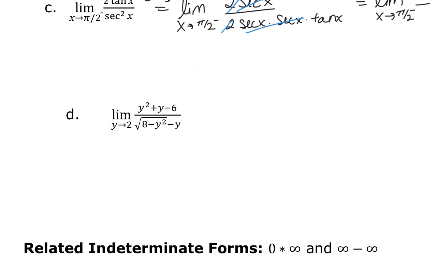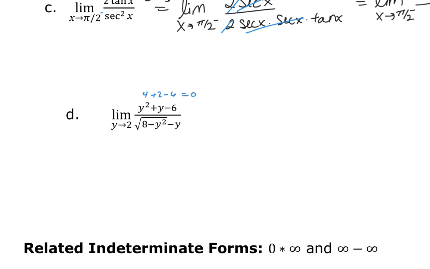Let's take a look at my example D here. Now, the fact that it's y does not mean anything. We're still going to look to see whether or not I'm going to get 0 over 0 or infinity over infinity. If I were to put 2 in here, I would get 4 plus 2 minus 6, so this is 0.